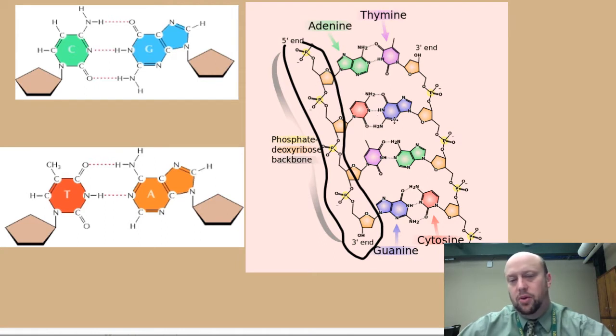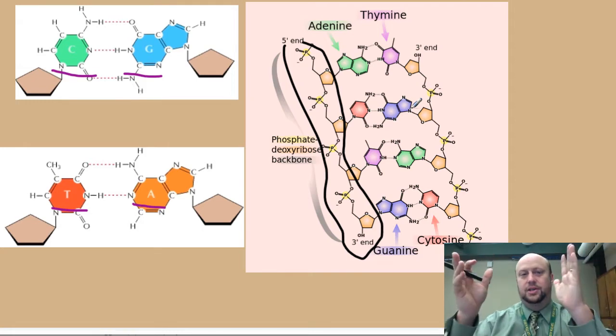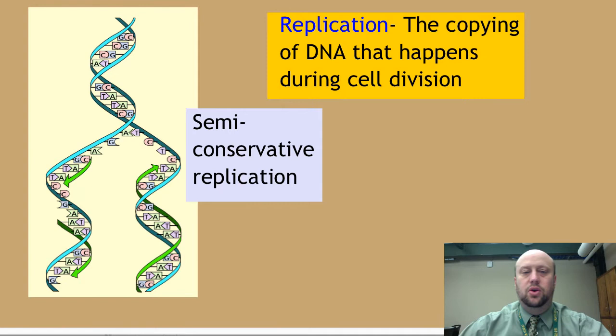And then in the middle, what you have are the base pairs linked up. If you remember correctly, our base pairs always have to pair up in the same way. C always has to pair with G, and T always has to pair with A. So you've got adenine and thymine, or thymine and adenine, and then guanine and cytosine, or cytosine and guanine. They can be on either side, but they always have to pair up with one another.